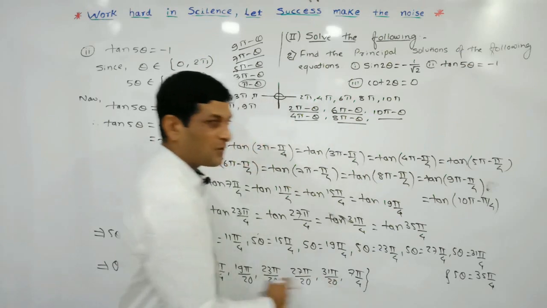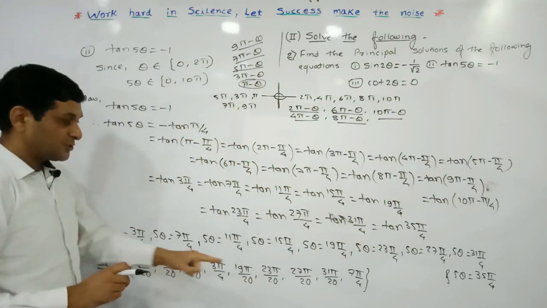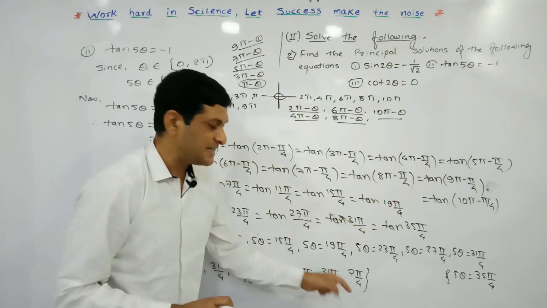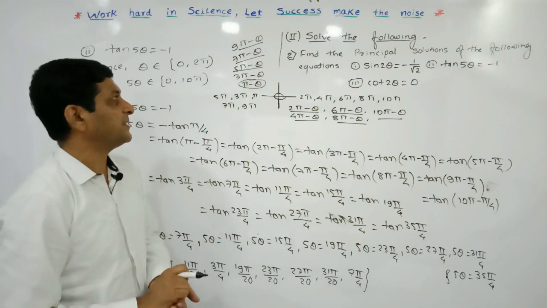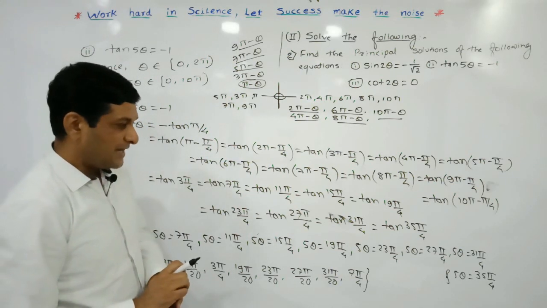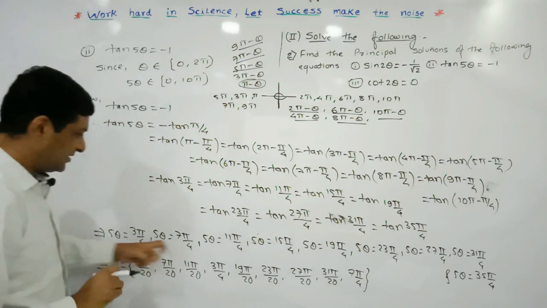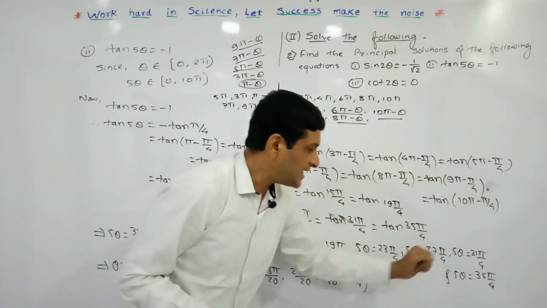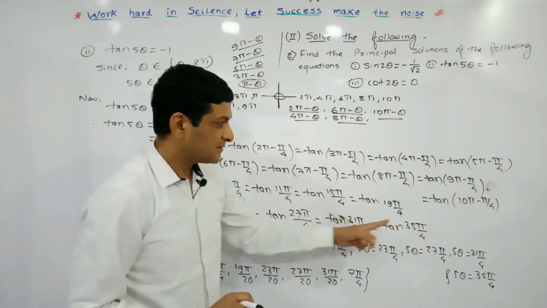In this way, we have got the values of theta which lie between 0 to 2 pi. So all these values, 1, 2, 3, 4, 5, 6, 7, 8, 9, can be considered as principal values. Again, I think one value is missing here. Let us check which value is missing. 1, 2, 3, 4, 5, 6, 7, 8, 9 and 19, 23, 27, 35.